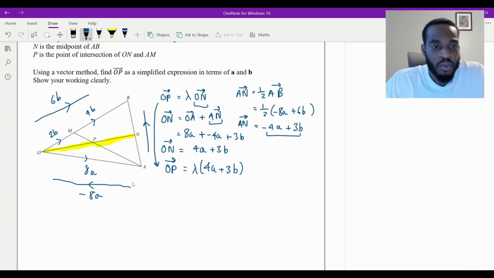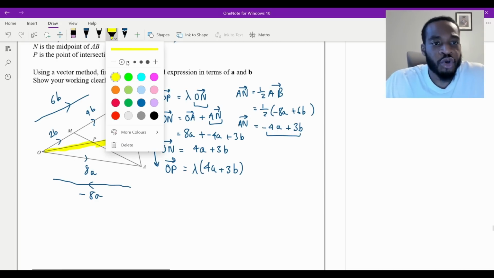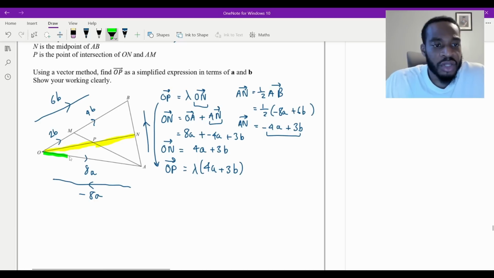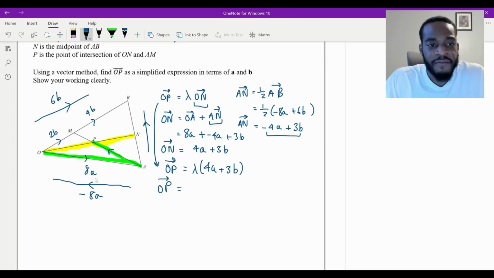Look at your diagram. Well, O to P, for sure, I could go along this one first, right? And then I could go along this one. That would give me O to P, wouldn't it? So that one and then that one there. So what I'm going to do is write that out. I'm going to say O to P is actually going to equal the vector O to A plus the vector A to P, whatever that vector is. Now, we know what O to A is. O to A is 8A. I want to work out what A to P is.